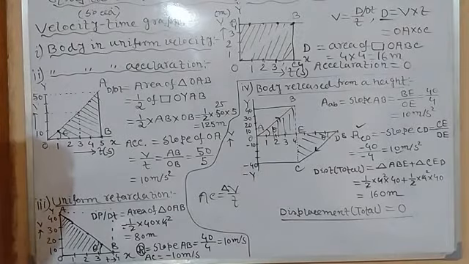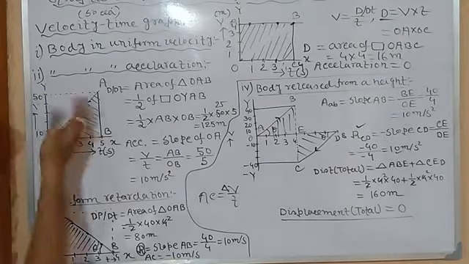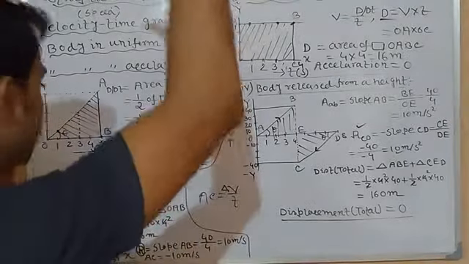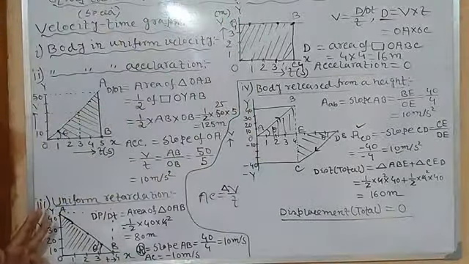Clear? Now number 3. Since here the slope is positive, it means the body is moving away from its starting point. Okay. Now number 3, it is away.